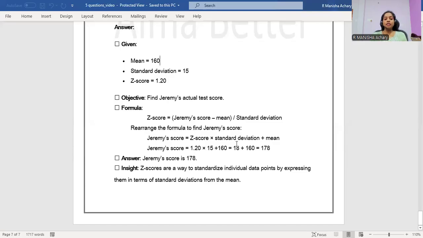Z-scores are a way to standardize individual data points by expressing them in terms of standard deviations from the mean. This is the Z-score.